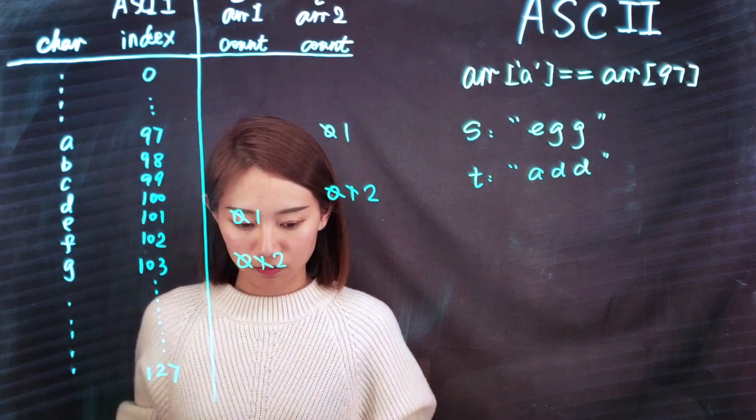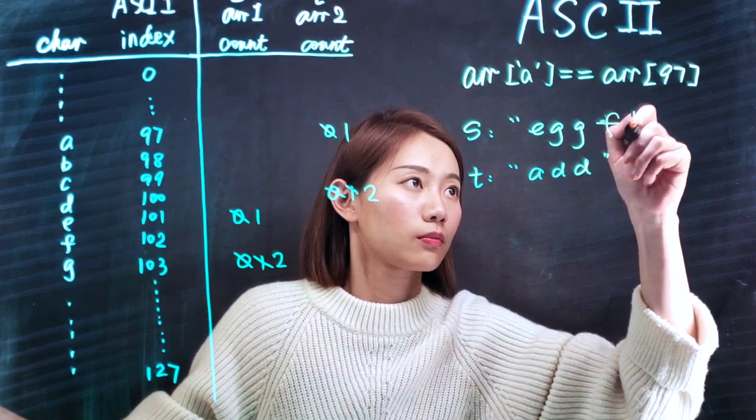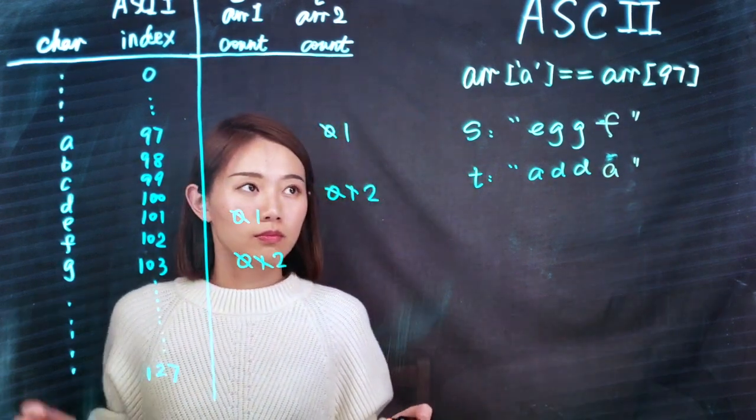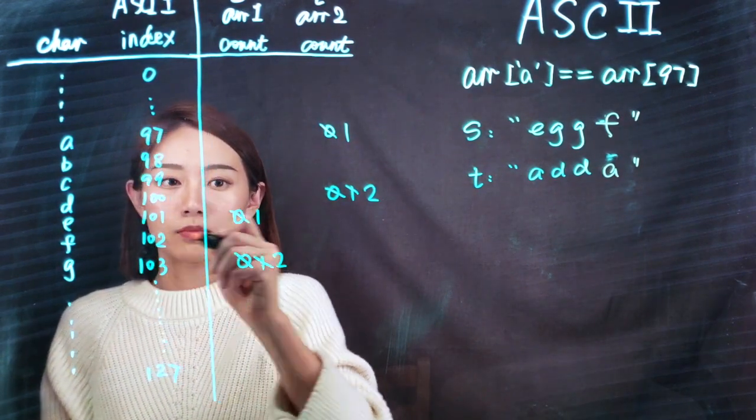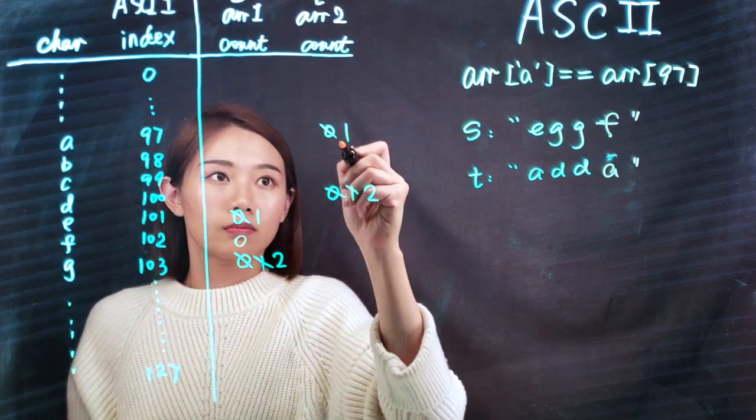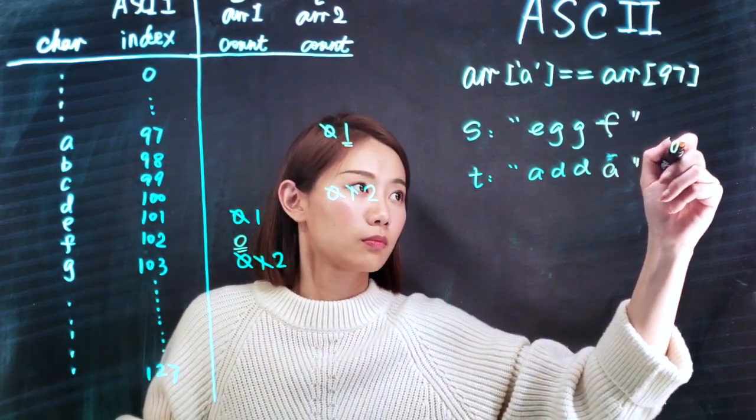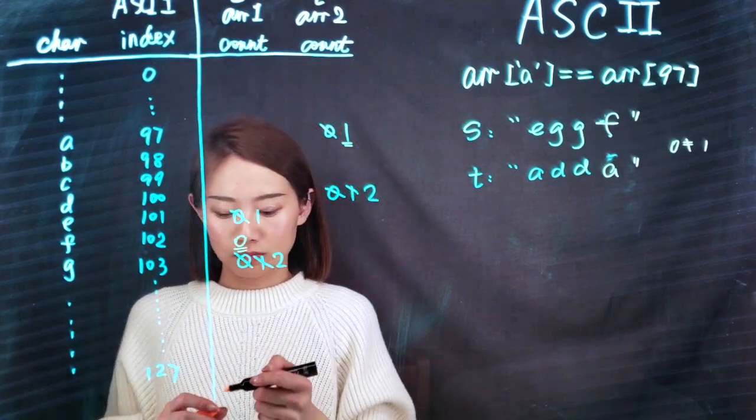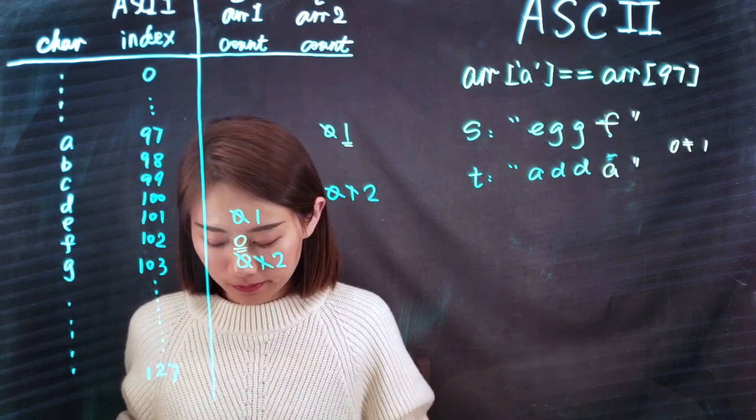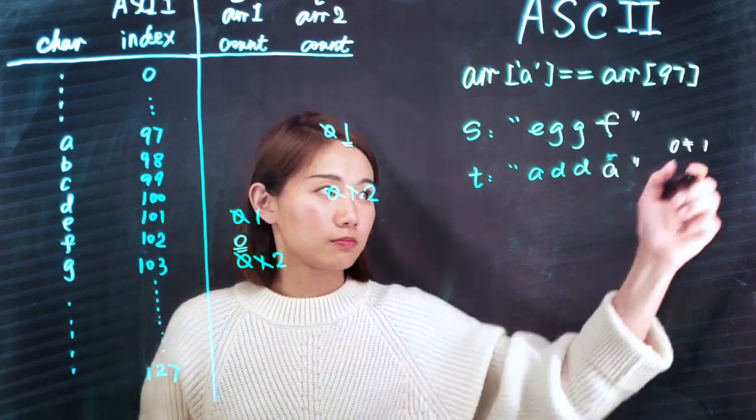What if the string S is EGGF and the string T is ADDA? So the fourth pair would be F to A. We check the count for F in array 1, it's 0, and the count for A in array 2, it's 1. 0 does not equal to 1. It means the counts of occurrences for the two characters are not the same, so they cannot be mapped to each other. So they are not isomorphic. And we return false here.